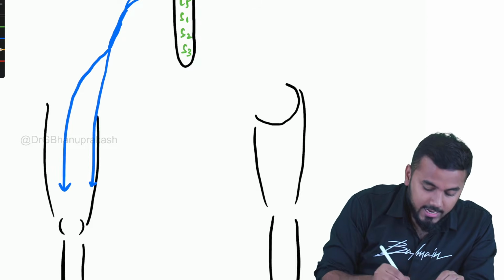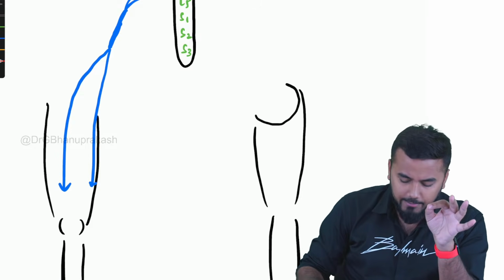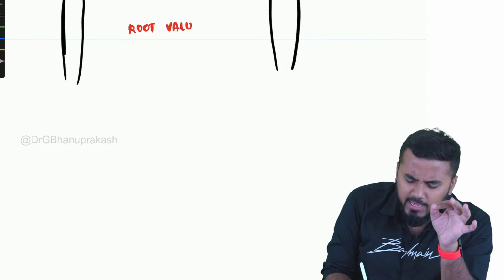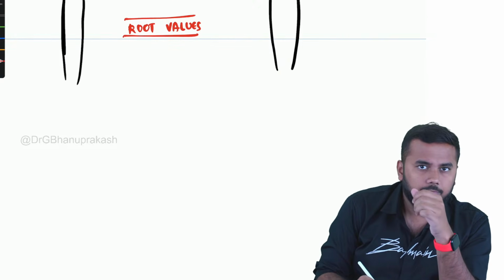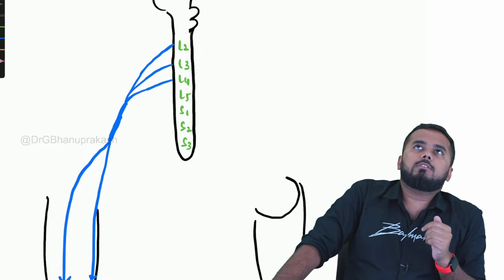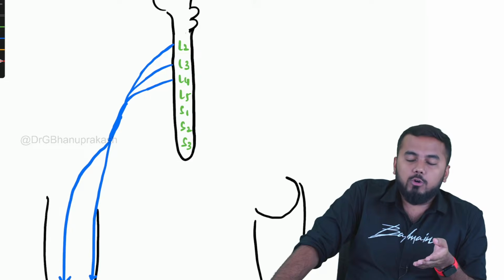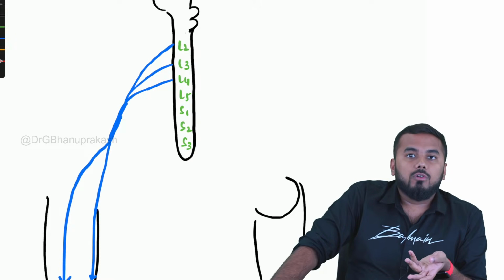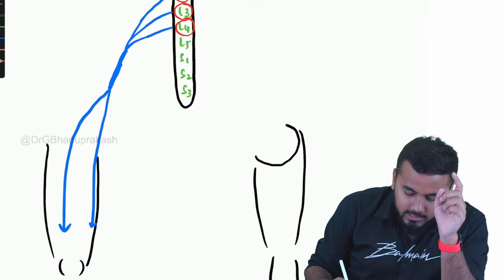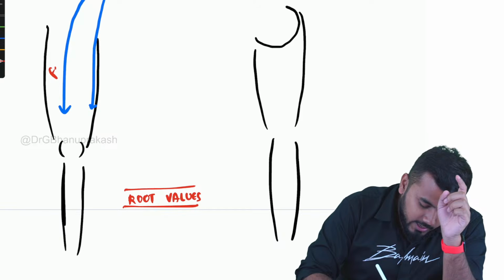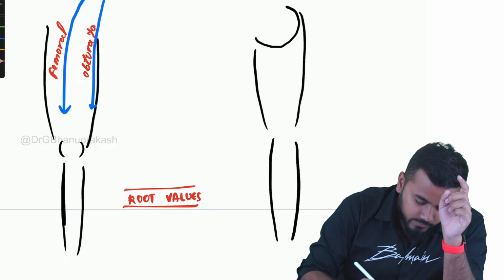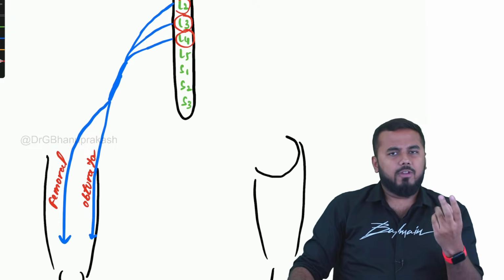Why I'm telling you this is that it is a favorite question for an examiner to ask the root values. They will simply ask you what is the root value of obturator nerve. Obturator nerve root value is L2, L3, L4. What is the root value of femoral nerve? L2, L3, L4. This is an MCQ. L2, L3 and L4 are the root values of two nerves, femoral nerve and obturator nerve. I hope you are clear. In the front we have got femoral and obturator, only two.